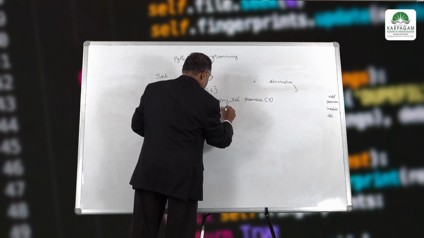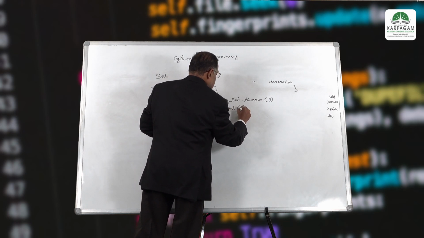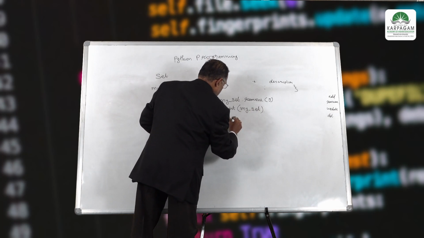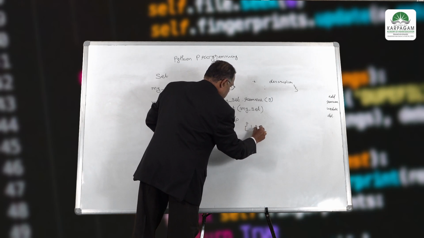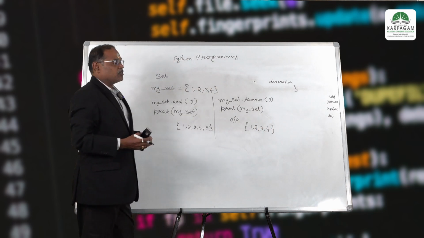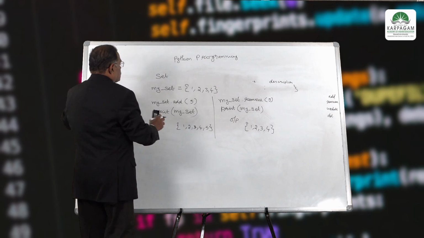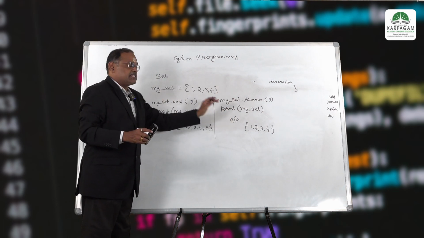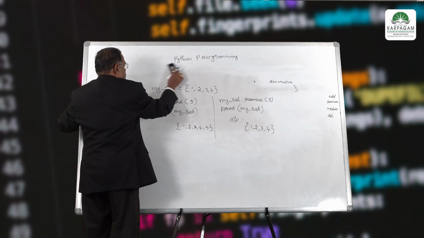Now I am going to print it. So my output will be 1, 2, 3, 4. This will be my output because I have removed the value 5. So this is the accessing and executing part of the set. Now we are going to see the same process for the dictionary.